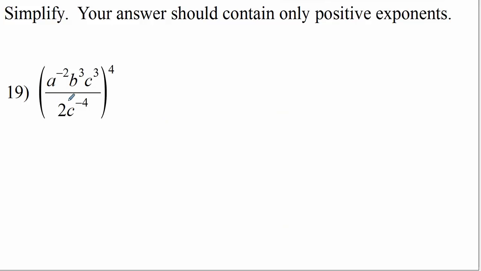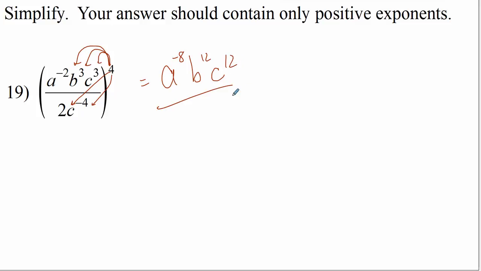Okay, let's do 19. Well, think about the 4 as the distribution property. Well, it's the same thing. It still distributes here, but guess what? It also distributes to every exponent in the denominator. So let's rewrite it. We have a to the negative 8, b to the 12, c to the 12, over 2 to the 4, c to the negative 16.